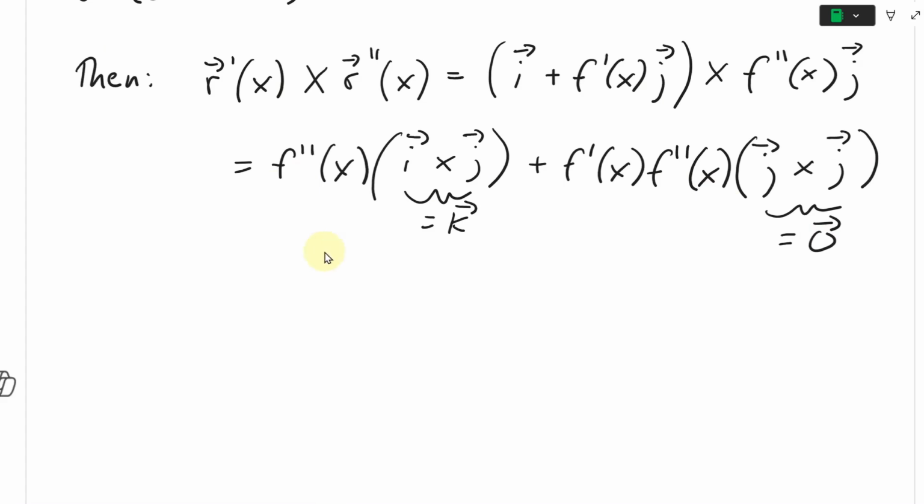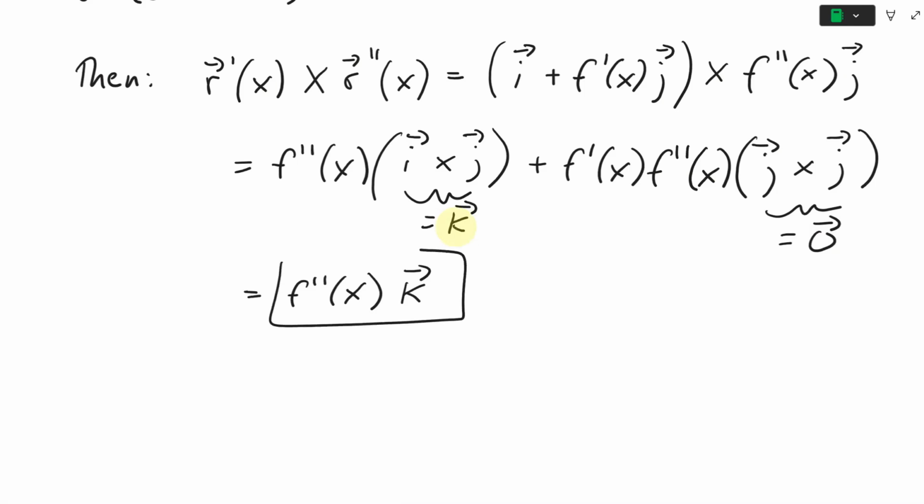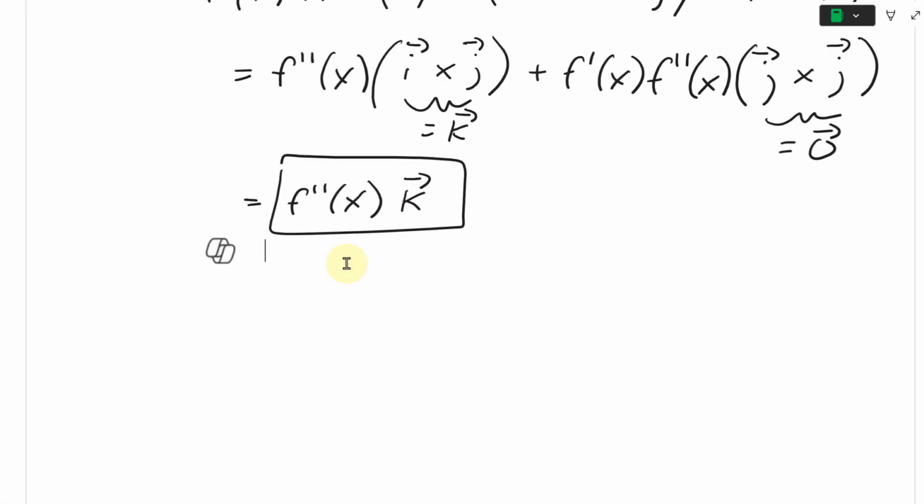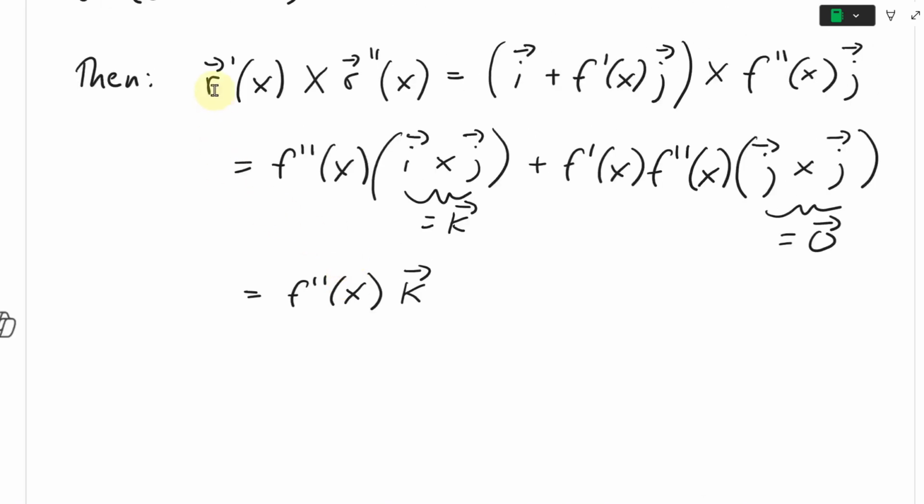All right, so in other words, this whole thing vanishes. So all we're left with is this, and this equals just the k there. So this equals f double prime of x k, like that. So that is the cross product. It's fascinating stuff. But instead of circling this, that's not what we actually want. We want the length of it.